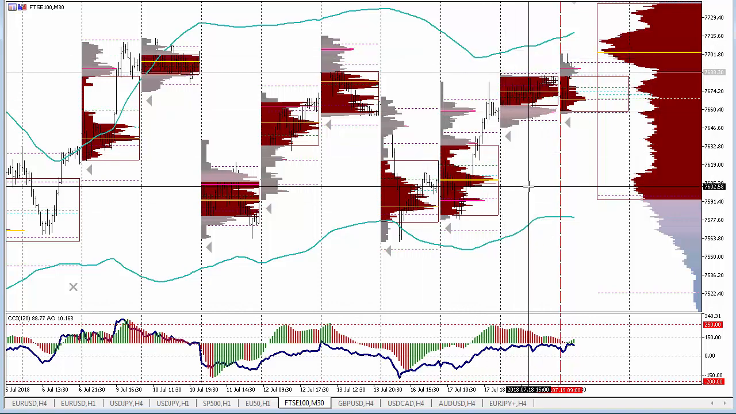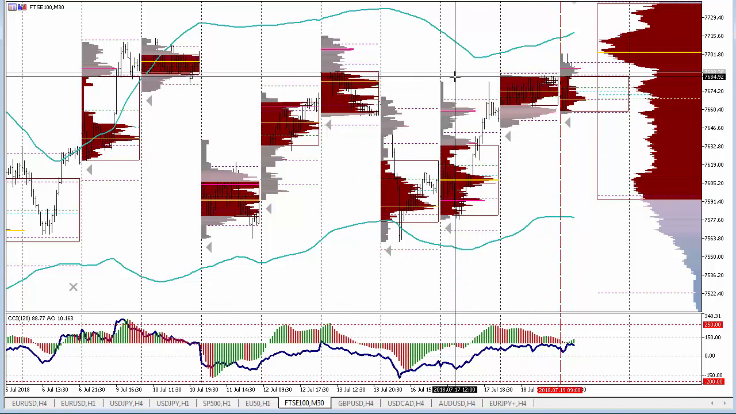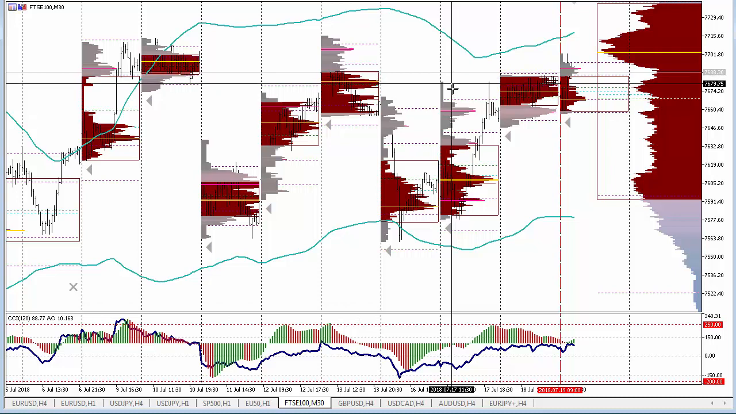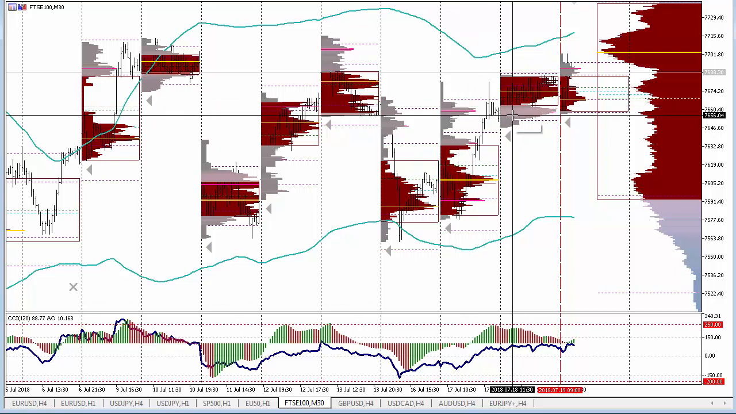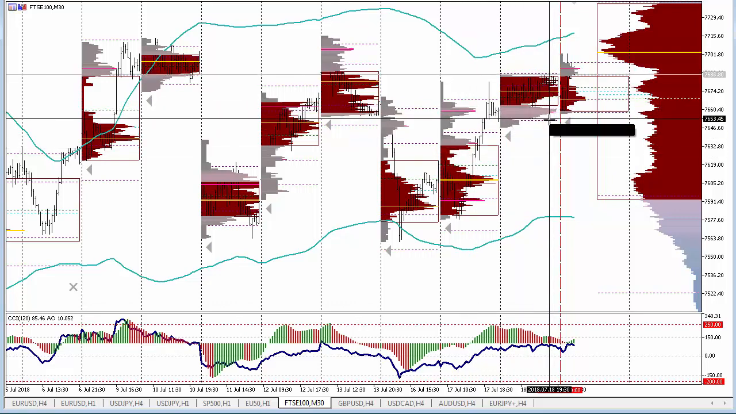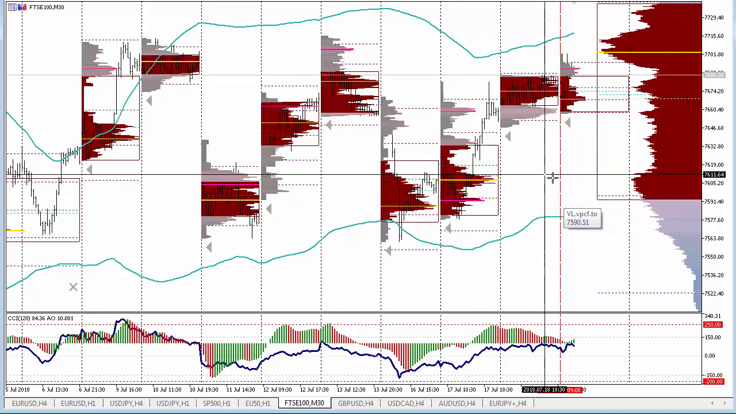I am not pulling the trigger yet. I will be waiting for a move back below 7,684. And then again, I think the very important signal would be a move below 7,662. Sorry, let me correct this. 7,662. So below this, we will be aiming again for the bottom of the balance.